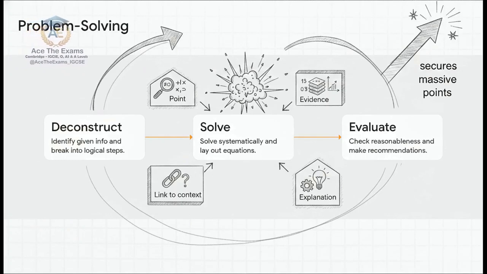You make your point about where the root lies. You provide evidence by showing the calculated iterations. You offer an explanation of the sign change, and you link it all back to the original context of the question. Think of it as your iterative proof framework. This practically forces the examiner to award you top marks.